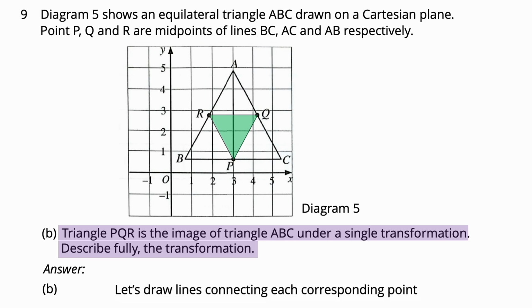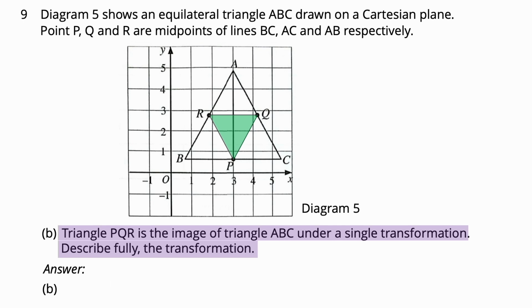Let's draw lines connecting each corresponding point. Draw a line through A and P. A line through C and R. A line through B and Q. The point where all three lines meet is the center of enlargement. The center of enlargement is (3, 2).